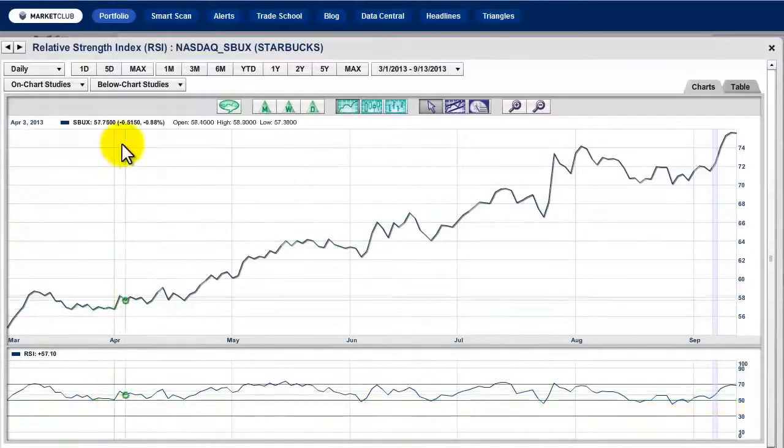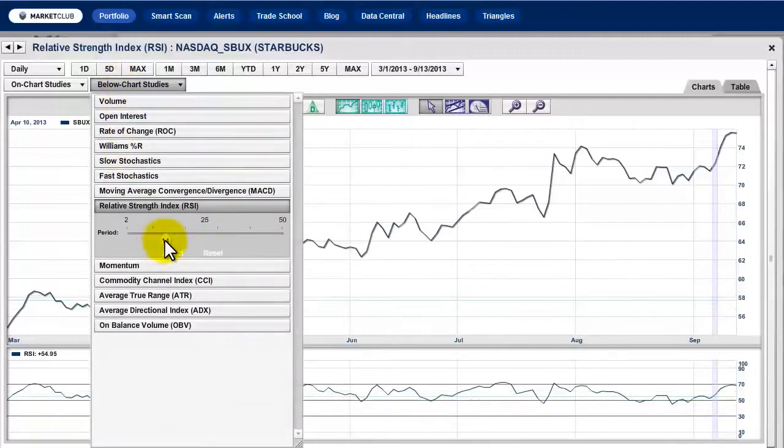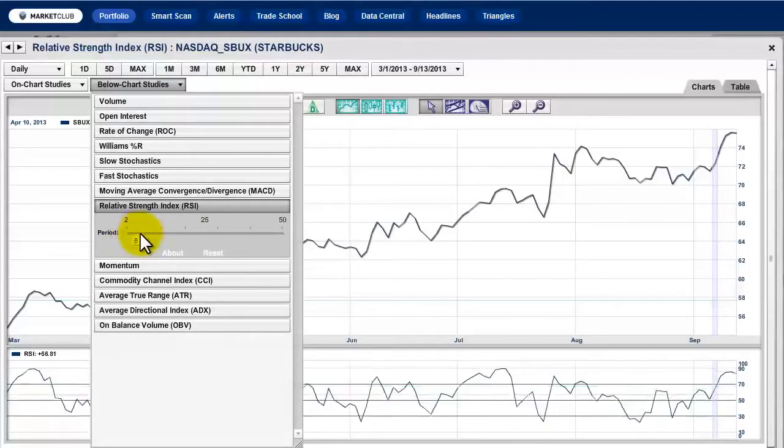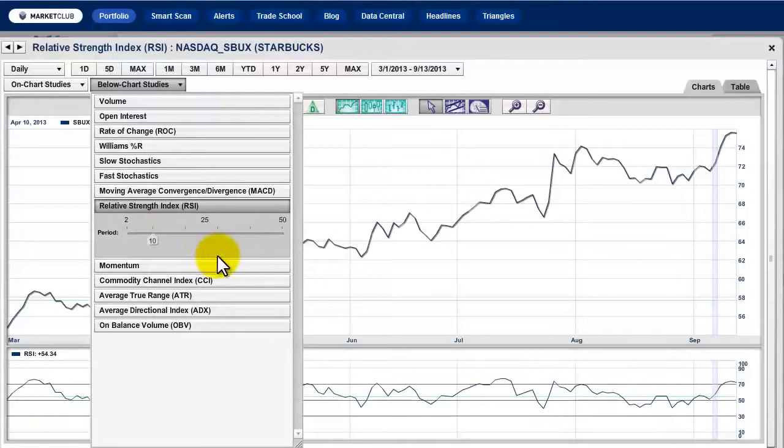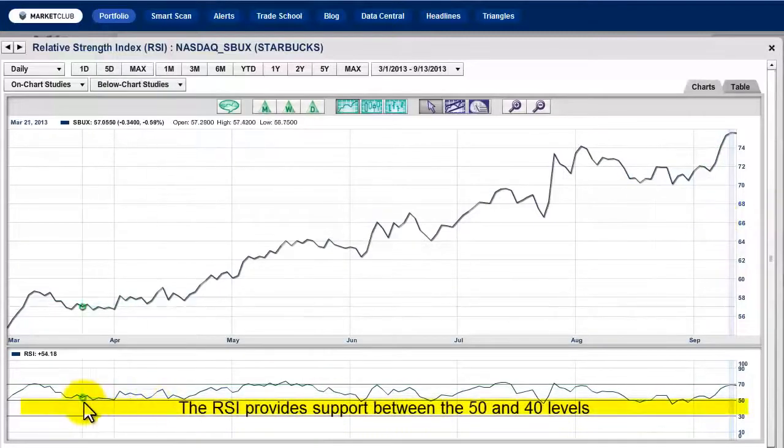Now remember, we're just using the default setting on this indicator. But if you move it around, you can see you can change it, make it more volatile if you go to just a short period of time. But I tend to just like to keep it either at a 10-day, or I like to keep it at a default setting of 14, which is what Wells Wilder first came up with. So again, just click off below chart studies indicator, and you can see support comes in here right around the 50 level, and we'll look at resistance areas now using just the reverse psychology.